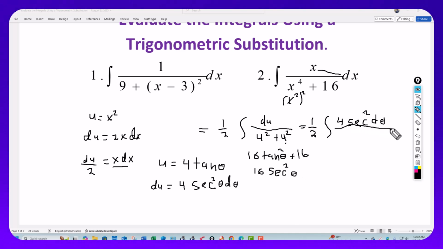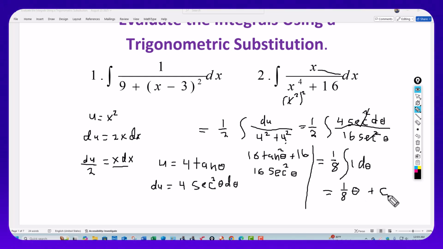I'll come back over here and put a 16 here, and this will be secant squared theta. So we got 4 over 16, which comes out to 1/4, and then I have a 1/2 out in front, so this is going to be 1/8 out in front. I'm left with the integral of secant squared over secant squared, and the secant squared cancel out. So all I have is 1 d theta. We integrate there, and that's going to be 1/8 of theta plus the constant of integration.